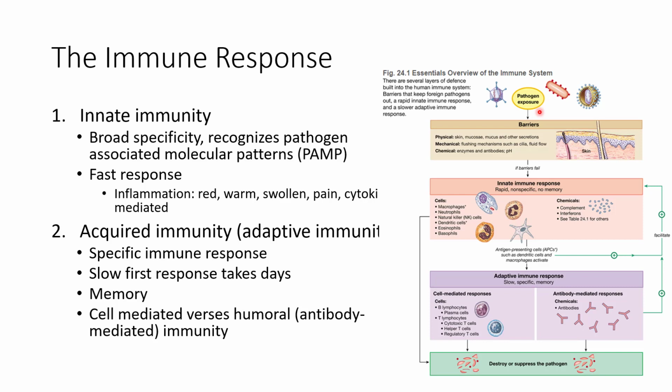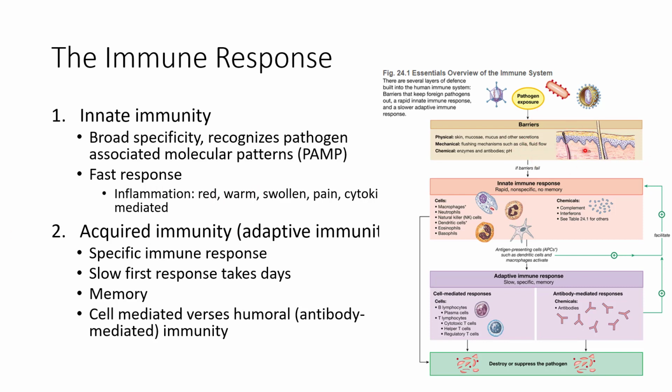So the mechanical would be the flushing mechanisms in our body, like the cilia on the surface of a lot of cells that kind of brush off pathogens and don't allow them to attach or enter in through the membrane. We have chemical barriers, like in the stomach, right? We have the gastric acid that produces a lower pH to kill bacteria that have entered in our GI tract. Okay, that's the first line of defense.